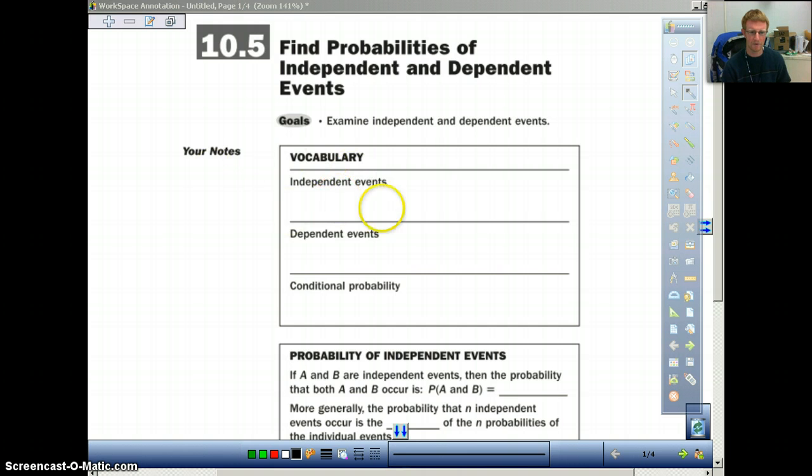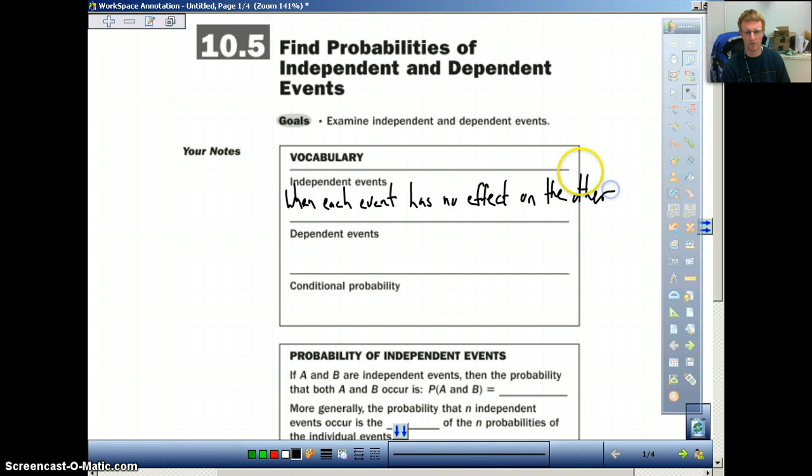So we have to make a couple of definitions here of independent events and dependent events. Independent events is what you might think it is. It's basically saying when each event has no effect on the other. Sorry about my writing here, it's not very good, but you can obviously write a lot smaller than me. So when each event has no effect on the other, dependent events is exactly the opposite. It's when one event depends on or affects the other.